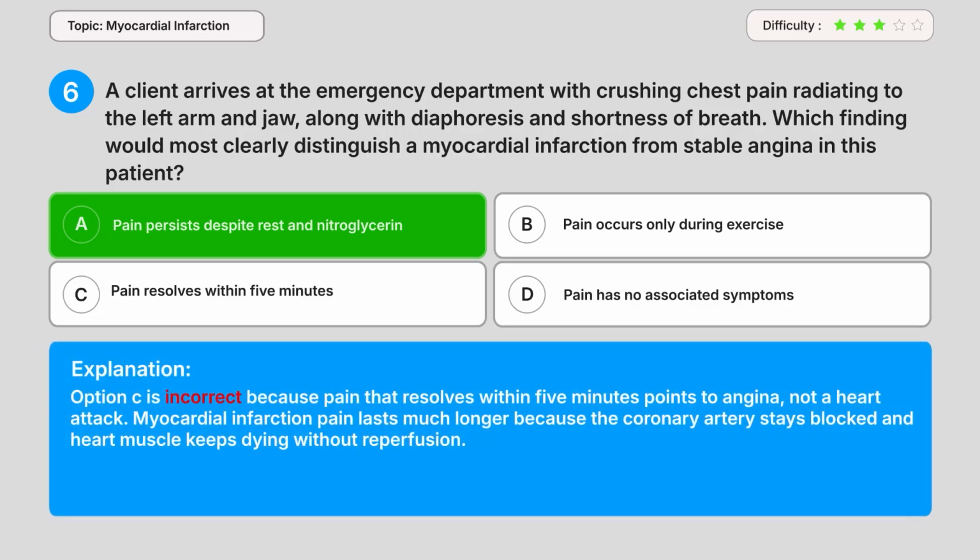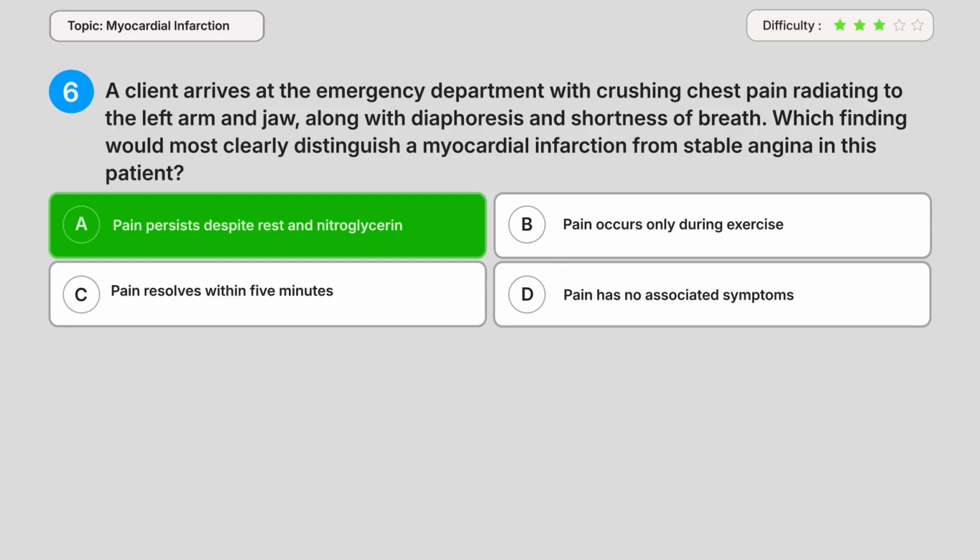Option C is incorrect because pain that resolves within 5 minutes points to angina, not a heart attack. Myocardial infarction pain lasts much longer because the coronary artery stays blocked and heart muscle keeps dying without reperfusion.